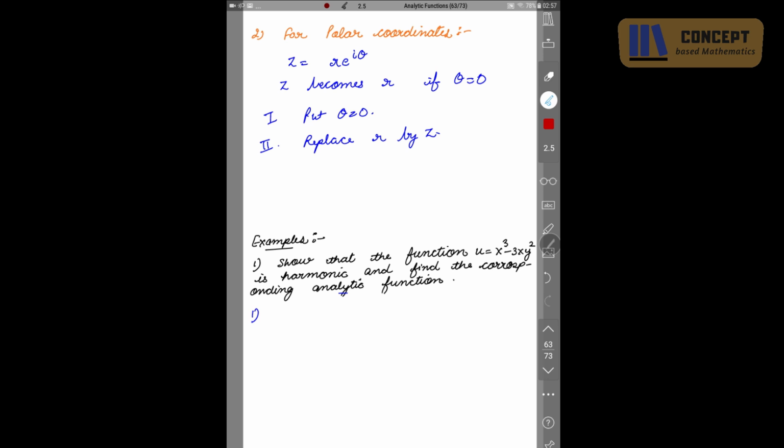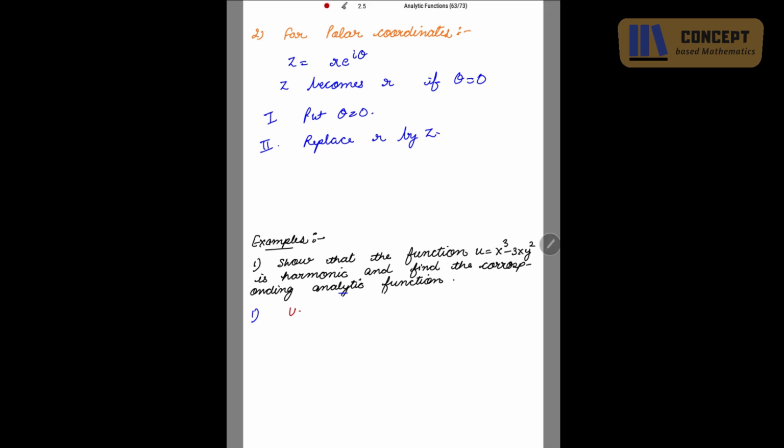Okay. First you have to prove that this u is harmonic. U is x cube minus 3xy square. To show this is harmonic, we just have to show that this u satisfies Laplace's equation. So let's check. Del u over del x comes out to be 3x square minus 3y square, and the double derivative again is 6x.